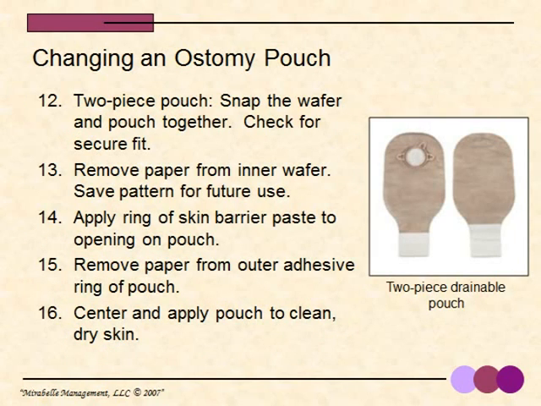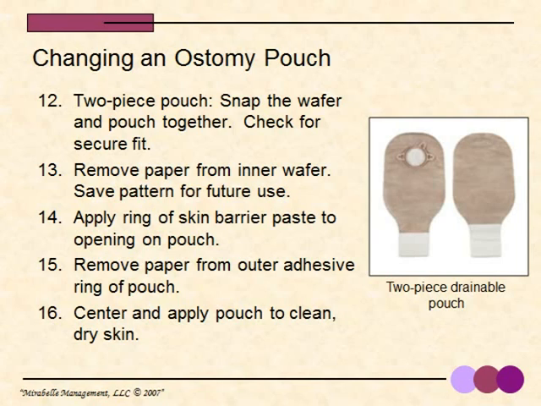If the client uses a 2-piece pouch, snap the wafer and the pouch together. You want to check for a secure fit by tugging at the bottom of the pouch. Next, remove the paper from the inner wafer and save this pattern for future pouch changes. Apply a ring of skin barrier paste to the opening on the pouch. Then remove the paper from the outer adhesive ring of the pouch.